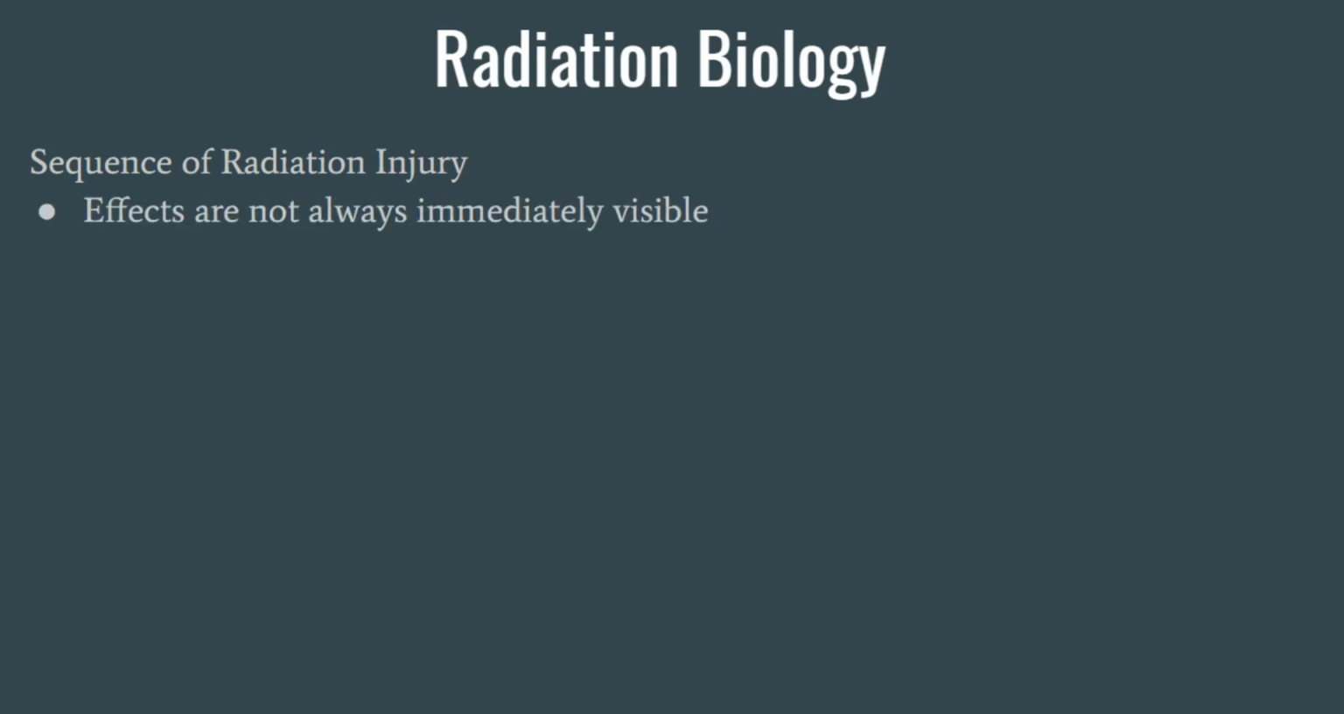The effects are not always immediately visible. So for a patient that had a large dose of radiation and is having their hair fall out, it doesn't happen with the first dose of radiation. It's usually after a few trips, and every person's different. You may know somebody that it did start to happen with the first large dose, but generally speaking, it's not always going to be immediately visible.